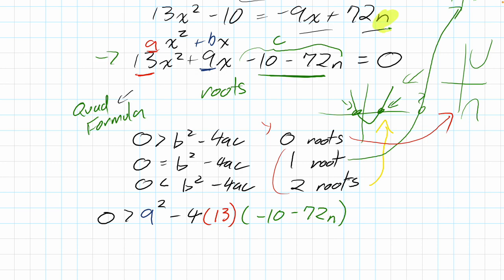Still a tricky question, so we're going to work our way through it. This becomes 81, negative 4 times 3. What are we going to get here?